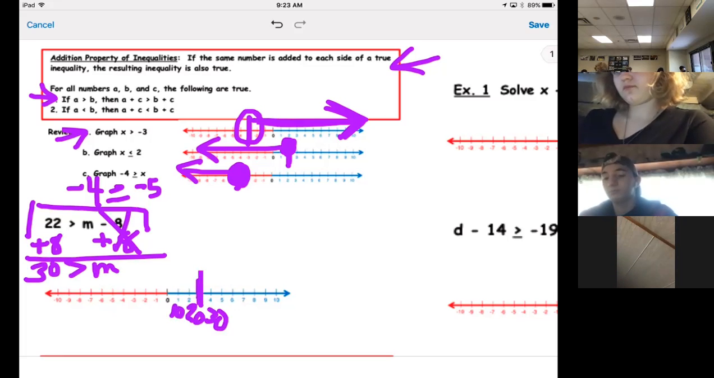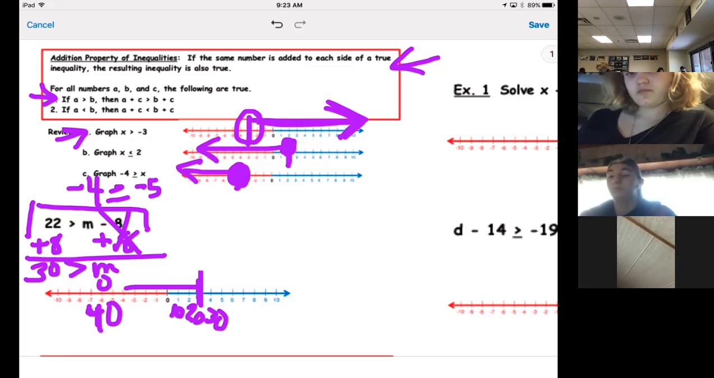Now my decision is left or right. I'm going to choose an easy one on the left. I've got 0. On the right, I have 40. Right, because we changed them to 10, 20, 30, 40. So is 30 greater than 0? Yes. So that means I want to go towards the 0. There's no line underneath my symbol, so it's open.